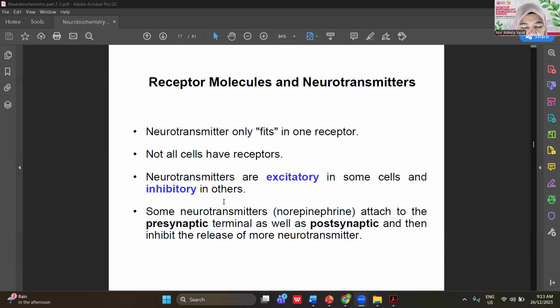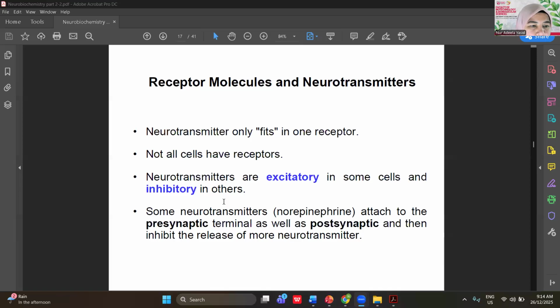Okay, let's look at the receptor molecules and neurotransmitters. As we know, one of the important characteristics is between receptor and neurotransmitter. It is very specific. A neurotransmitter only fits into one receptor, similar to a lock and key mechanism. And one thing that we need to know now, not all cells have receptors for every neurotransmitter, so making communications more targeted and also specific.